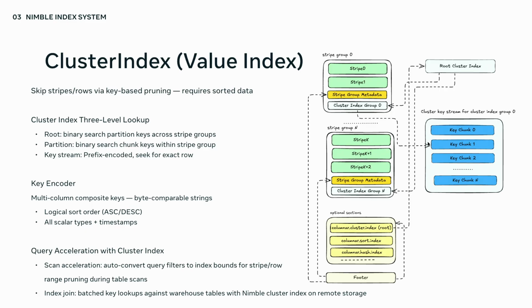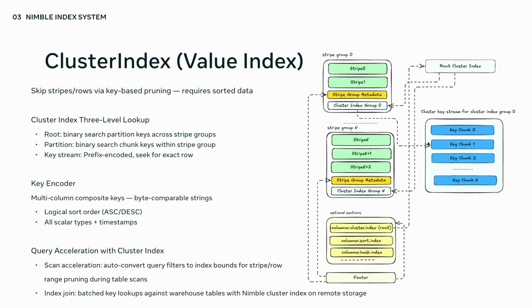So next, we'll talk about the cluster index. Cluster index is a value index. It provides key-based stripe pruning and row range pruning. It requires data to be sorted and uses three levels of binary search. At the first level, at the partition level, we search the partition key to find which partition the key is located in. Once we locate the partition, we do a second-level binary search to find which chunk in the partition has the key. And then at the row level, we decode the key stream and use string comparison to locate the exact rows.